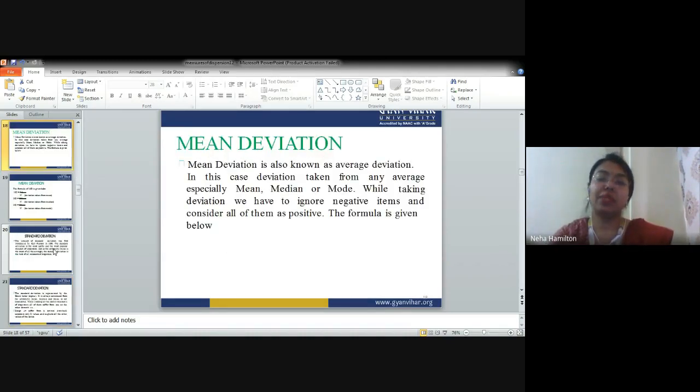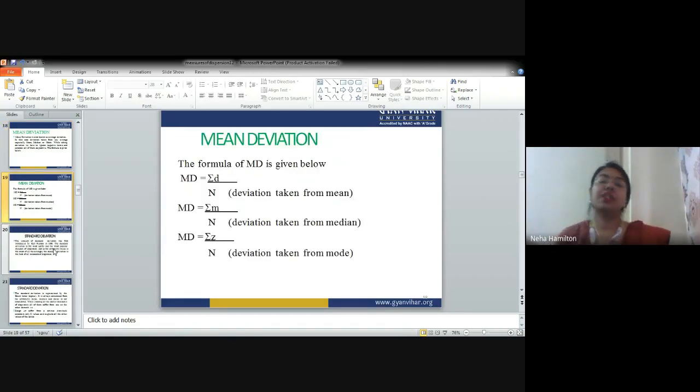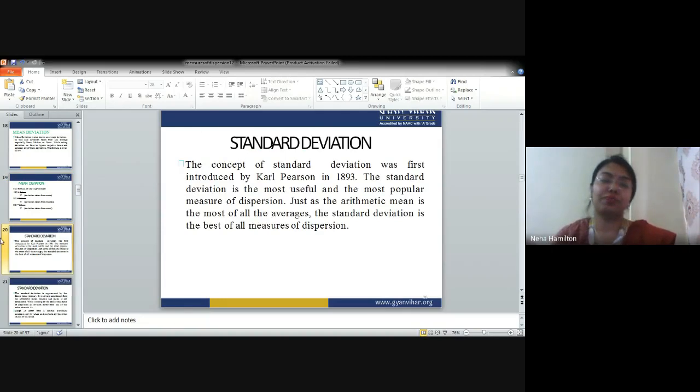After that, we have studied mean deviation. Mean deviation is known as average deviation, and is taken from any average, especially mean, median, or mode. While taking the deviation, we have to ignore the negative signs and consider all of them as positive, right? So these are the formulas. Mean deviation can be calculated by mean, median, and mode. These are the formulas: summation D divided by n, right? Here D stands for deviation from the mean, M stands for median, and Z stands for mode, right? So this is the formula of mean deviation.